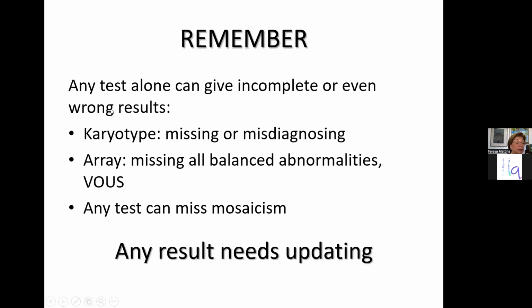Remember, in fact, that any test alone can give incomplete or even wrong results. Karyotype may miss or misdiagnose the abnormality. Array is bound to miss all balanced abnormalities and may find variants to which we cannot give any meaning. Any test may be missing mosaicism.